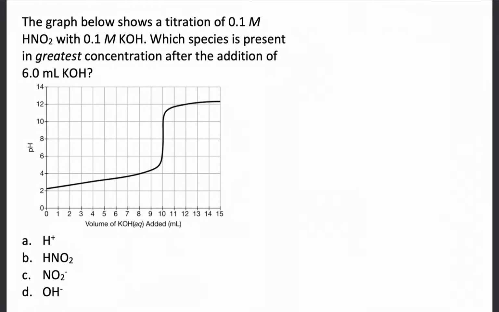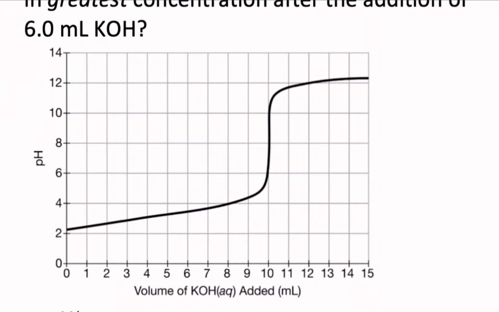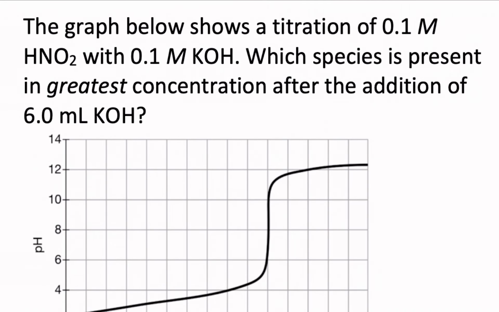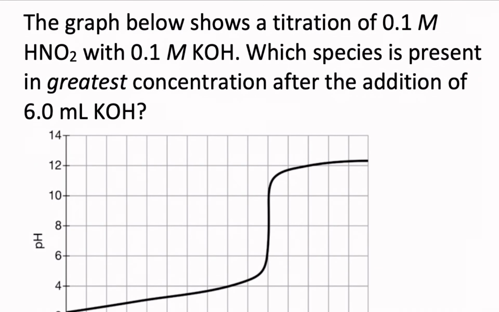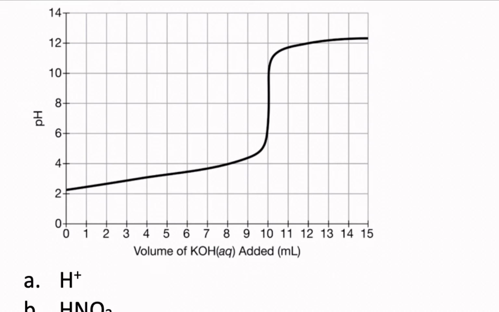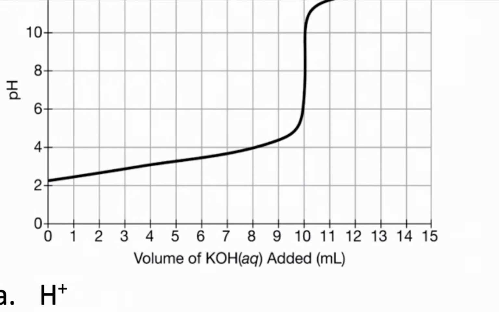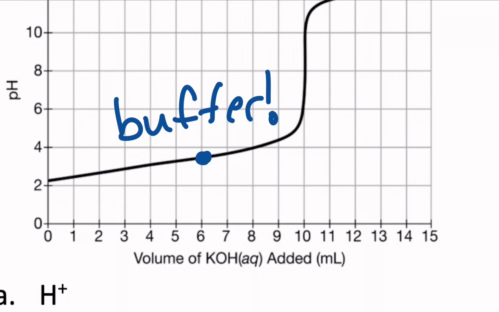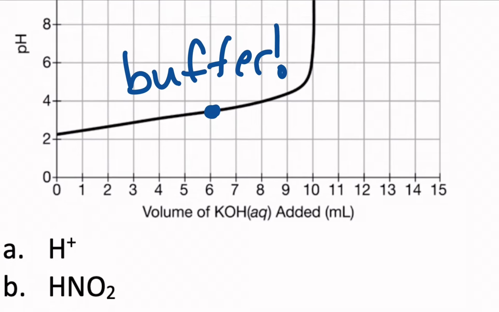Let's try another multiple choice. Here is a weak acid titration with a strong base. Which species is present in greatest concentration after 6 milliliters of KOH has been added? So I find 6 milliliters, I go to the graph, and I highlight that point. This is the buffer region. I know that that's where I am. Which species is present most specifically there?